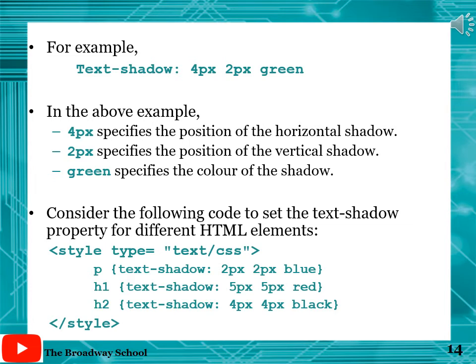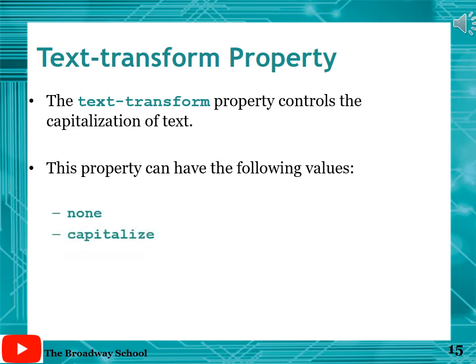Consider the following code to set the text shadow property for different HTML elements. Style type text CSS, P, text shadow 2px 2px blue, text shadow 5px 5px red, text shadow 4px 4px black, and style close.